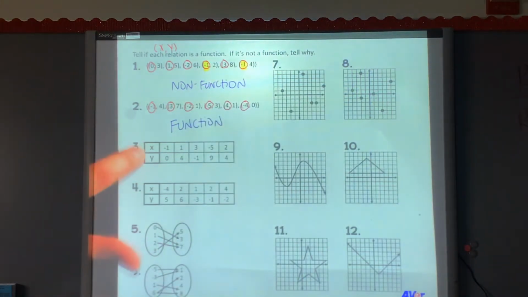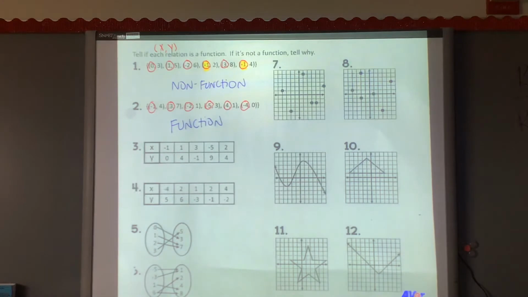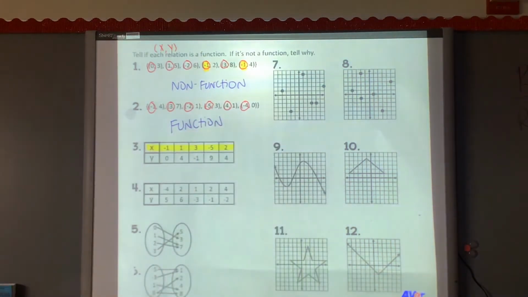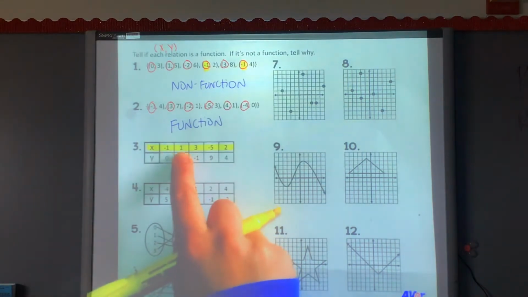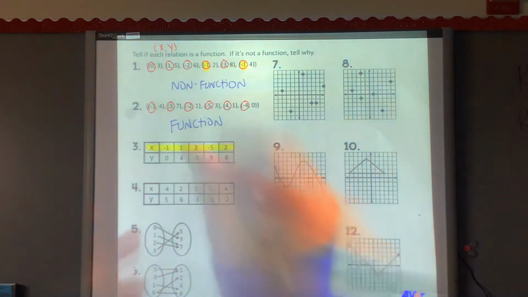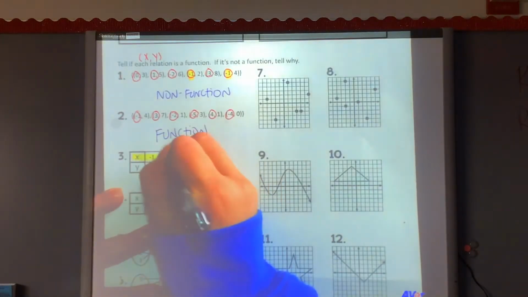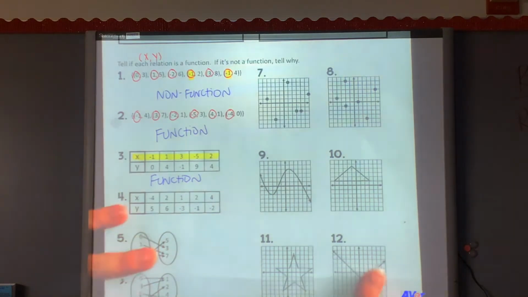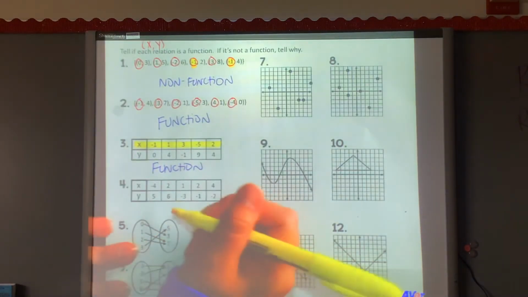All right, let's look at this table. This one is laid out nice and neatly for us. I don't have to go circling anything. All of these numbers right here are the x's. We have -1, 1, 3, -5, and 2. None of them repeat, which is a good thing. We have a function.